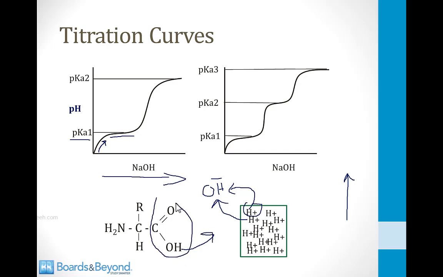That's why it's acting as a buffer and the pH isn't changing until you give enough sodium hydroxide to pull every hydrogen off of every carboxylic acid group. Then the pH will begin to rise again. And then it flattens out again when you reach the second pKa of the amino group. In molecules that have 3 pKa's, you would see a curve that looks something like this, and each flat portion represents the pKa of one of the portions of the amino acid molecule.